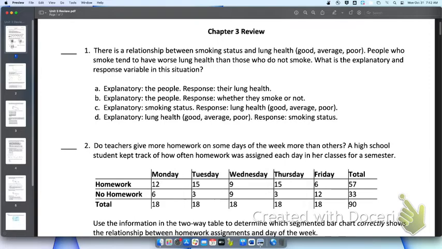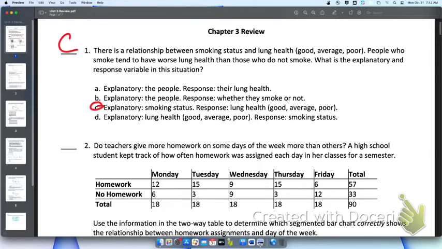Okay. What is the explanatory and the response variable in this situation? Explanatory variable. What is explaining the response, and what is that response? It's C. Smoking status. So, smoking status is explaining your lung health. Does that make sense? Do you guys have any questions? Fantastic. The answer is C. Very good.